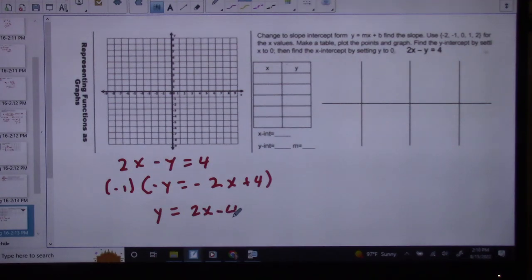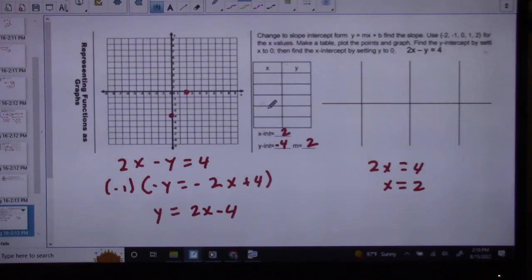Okay, so here's what it is right here. And so what's our y-intercept going to be here? Negative 4. What's m going to be? 2. And what's our x-intercept going to be? Well, we set y equal to 0, right? So we say 2x equals 4. What's x equal to? 2. So our x-intercept is 2. So here we can mark our x-intercept. We can mark our y-intercept at negative 4.